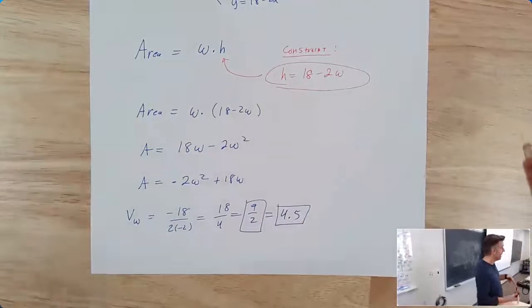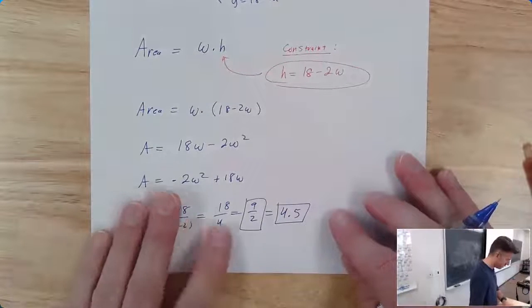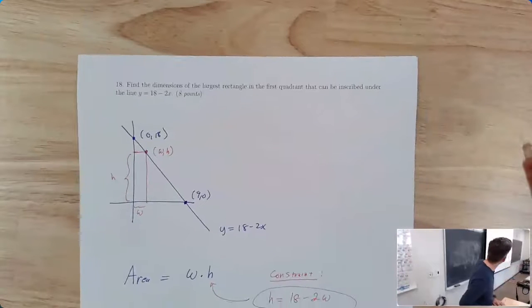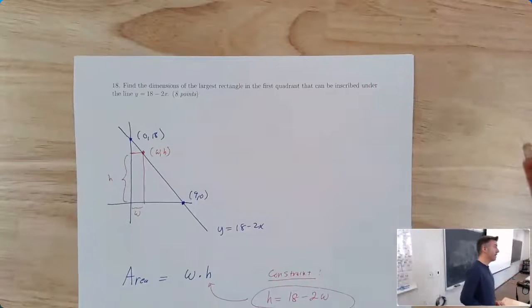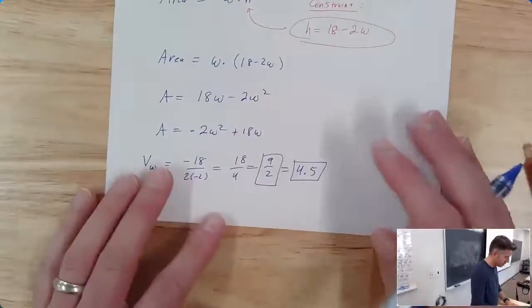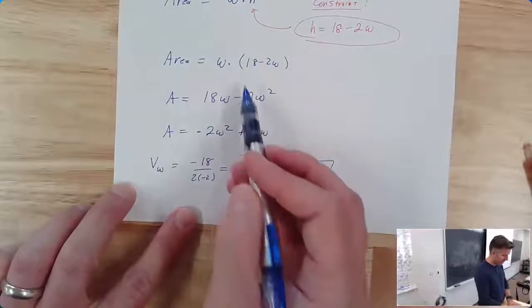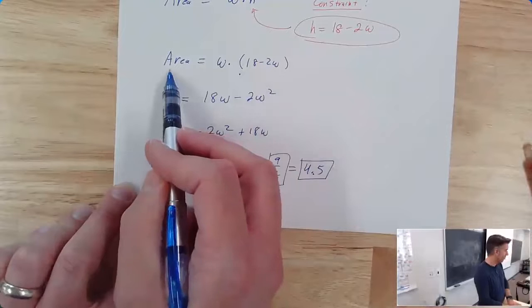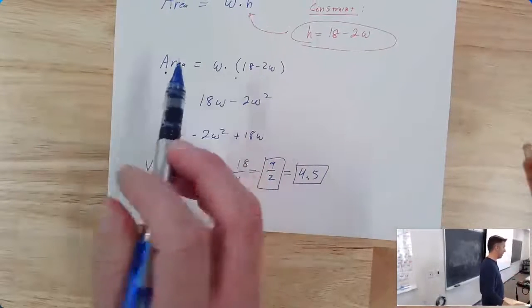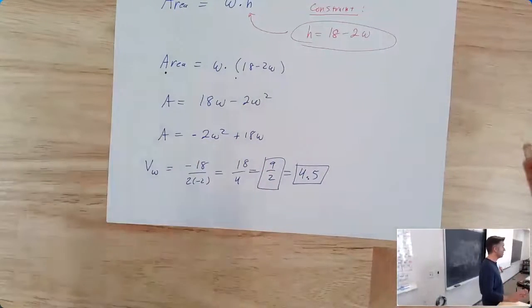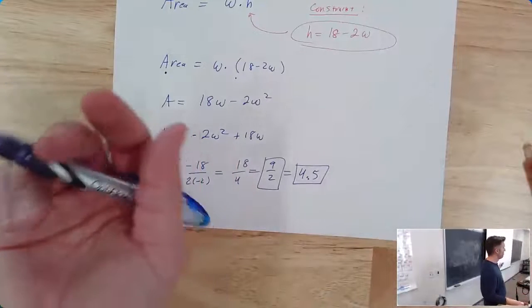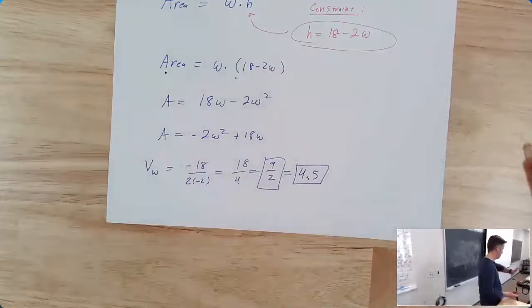And then after you find the first half of the vertex, that's when you want to go back and read the question. The question says, find the dimensions of the largest rectangle. It does not say find the area. So I don't want to plug this back in here and find the area, which would be the other half of the vertex, the y coordinate. I don't need it. No one's asking for it. You can totally find it, but it's not worth anything here.